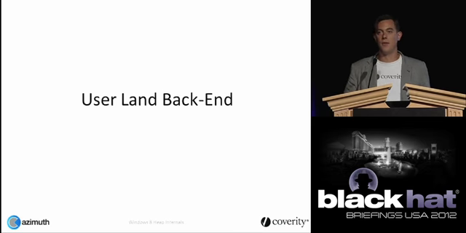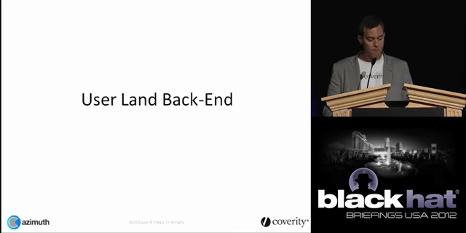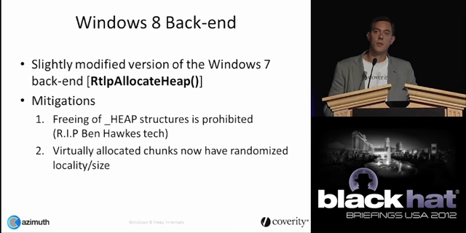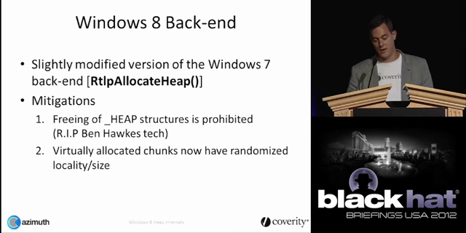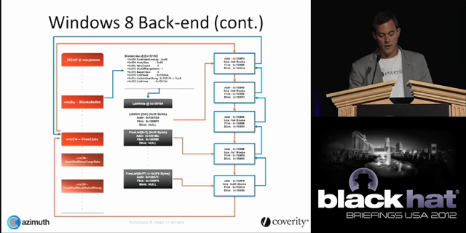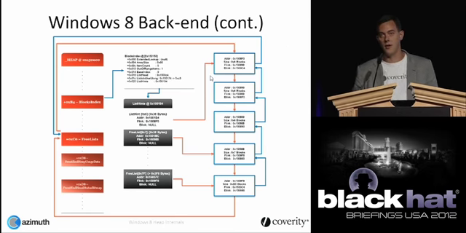First, I'm going to talk about the user-land backend heap. This is probably the most familiar to people. It's the doubly linked list structure that everyone's used to from seeing it a long time ago. We're also going to cover some mitigations in the backend. It is strikingly similar to Windows 7, but not exactly the same. I know this is probably hard for some of you to see, but in Windows 7, I created a diagram that is very similar to what I'm showing you right now.